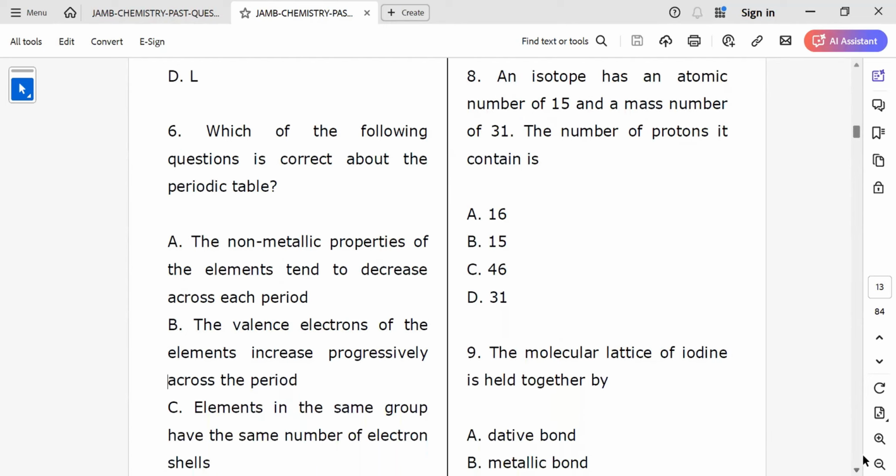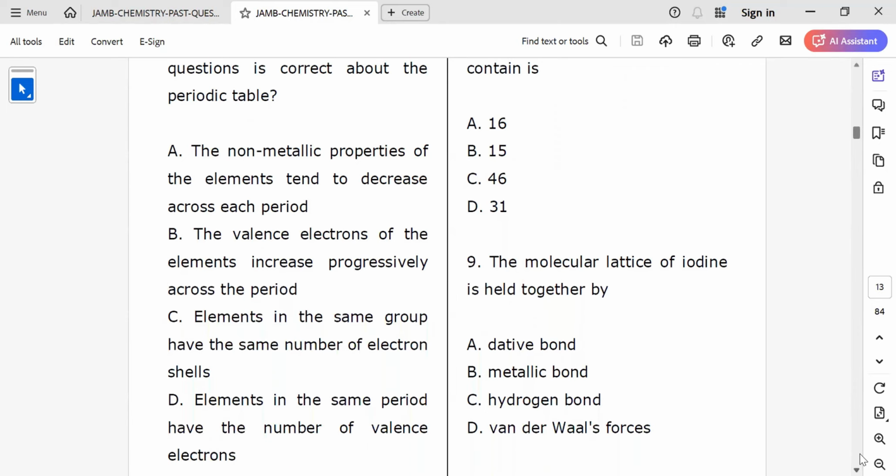The molecular lattice of iodine is held together by a bond.